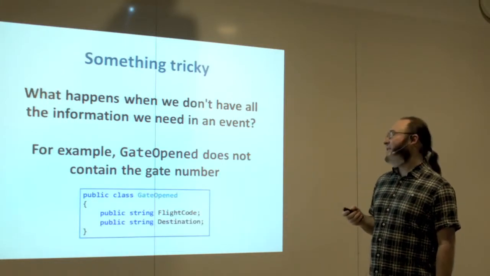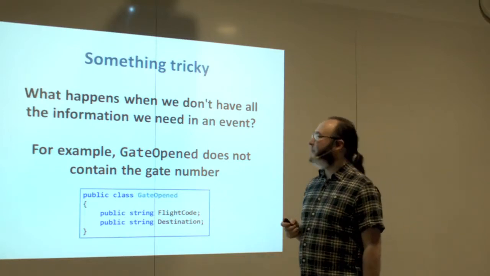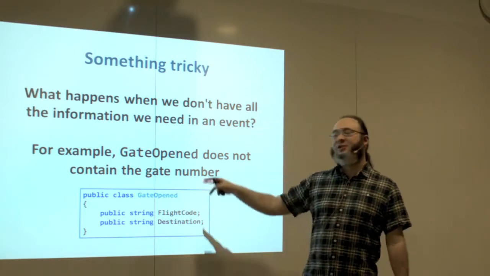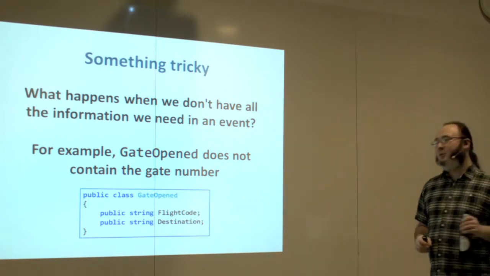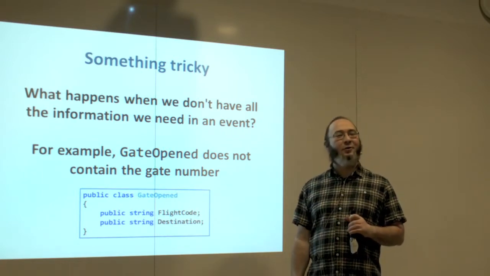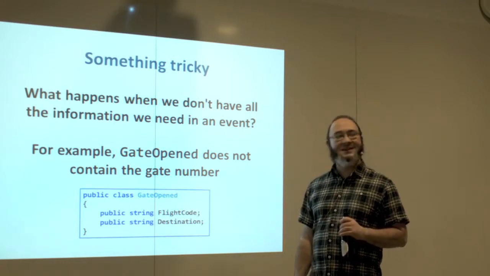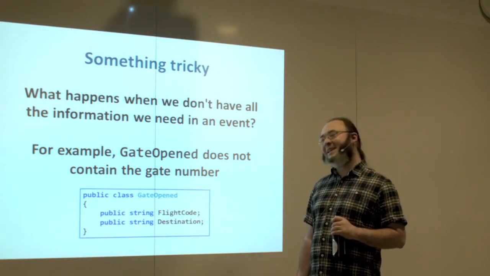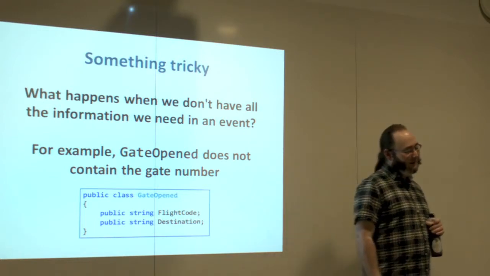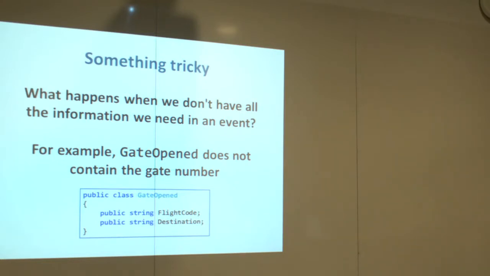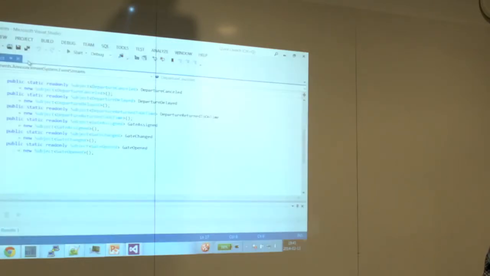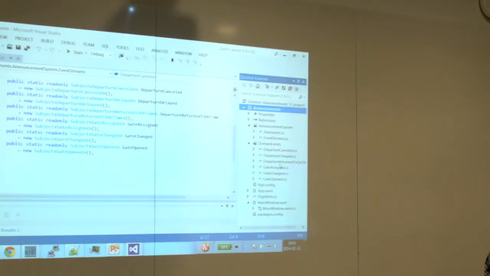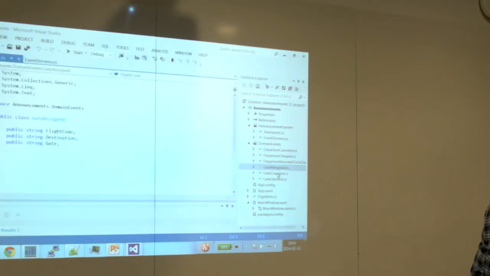Now, there's a slightly tricky problem, because there's one more kind of announcement we want, which is gate opened. Does anyone notice what's missing in gate opened that would be really useful for telling people about it? The gate. The gate, yeah, okay. Now, why is the gate missing? Well, the answer simply is that if we go and just take a look at our events, then gate assigned has the gate, and gate changed has the new gate.